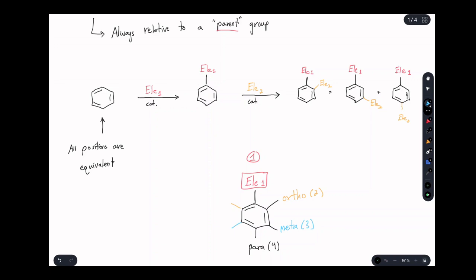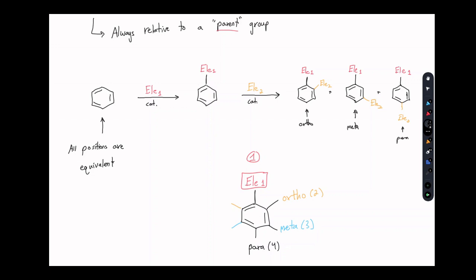So now we have some understanding about what to call these, right? Here we could say that our first molecule was adding the electrophile to the ortho position. Here, electrophile 2 was added to the meta position, and here, electrophile 2 was added to the para position.